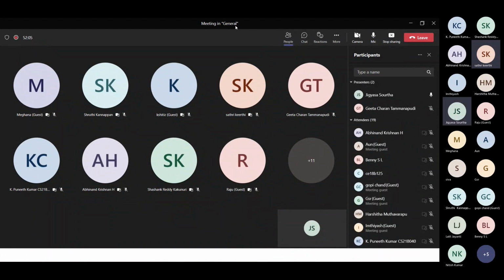Okay, let's begin. I hope no one has any doubt. So, let's then begin with the matrix chain multiplication.